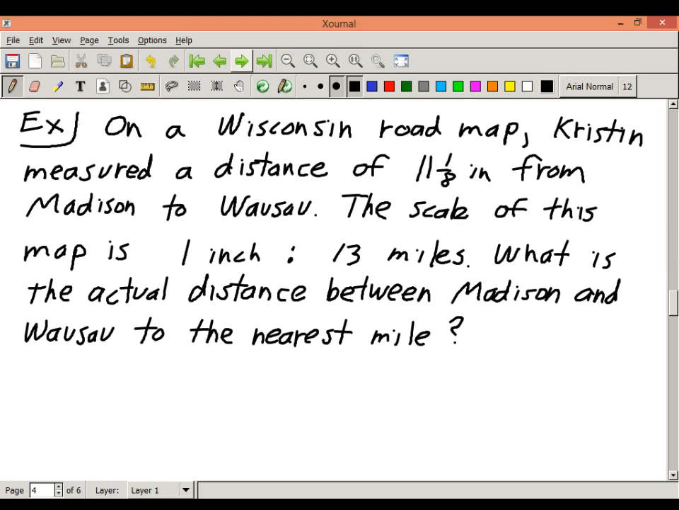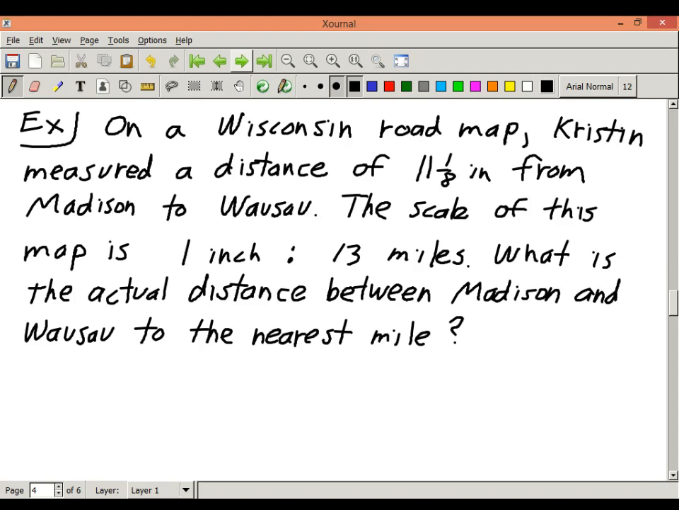Okay, so here's an example of a word problem that we're going to use for a scale drawing. On a Wisconsin road map, Kristen measured a distance of 11 1/8 inches from Madison to Wausau. I think that's a city probably. The scale of this map is 1 inch to 13 miles. What is the actual distance between Madison and Wausau to the nearest mile?